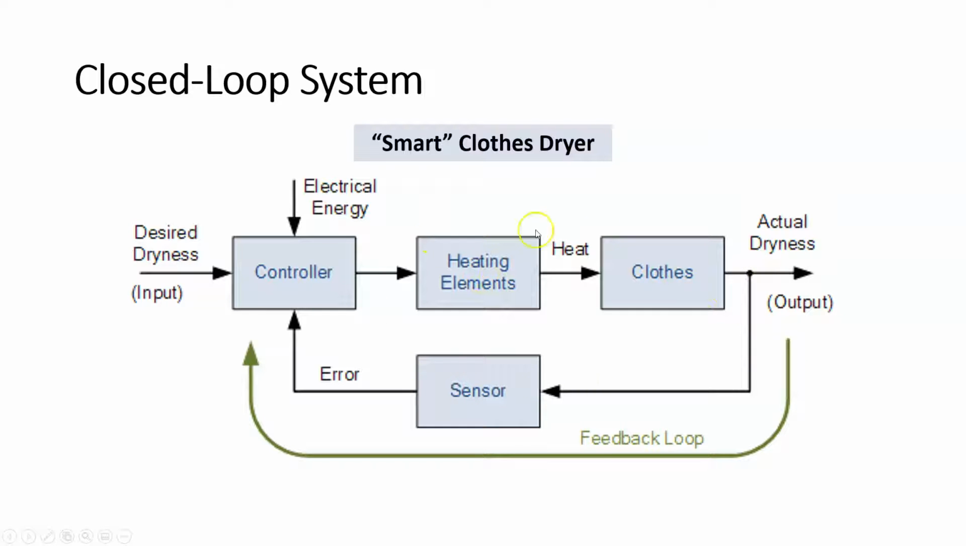So this is an example of a closed loop system. Closed loop systems always have at least one feedback loop. And the feedback loop is basically the method by which the system checks to see whether it's done or not, whether it's achieved its goals.